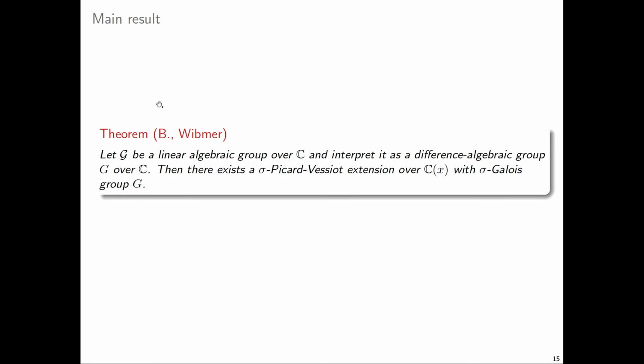And in the proof, we use algebraic patching that somehow allows us to boil down this problem from an arbitrary linear algebraic group to 3 cases, namely the additive, the multiplicative group, or a finite cyclic group. And for these 3 cases, we do know how to construct sigma Picard-Vessiot extensions, right? We need to join a suitable exponential or a suitable logarithm or a certain root.